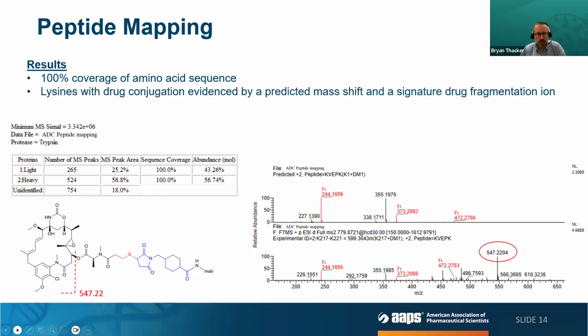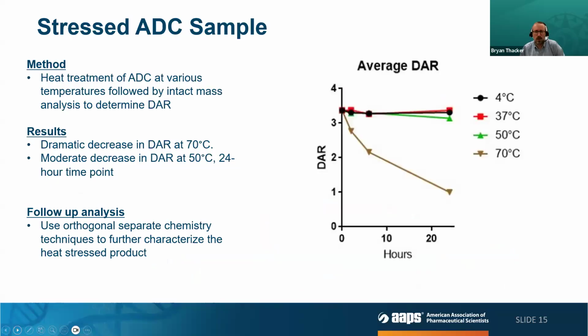Okay, let's go to the next slide. So we can use this kind of data to monitor the ADC product as it's produced from batch to batch. We can also use the data to monitor the quality of the product in stability studies.